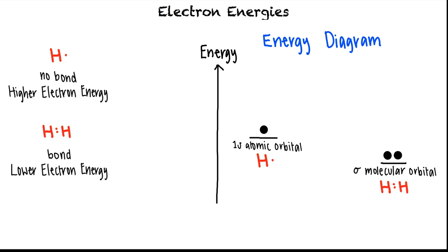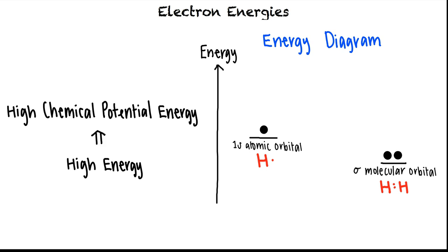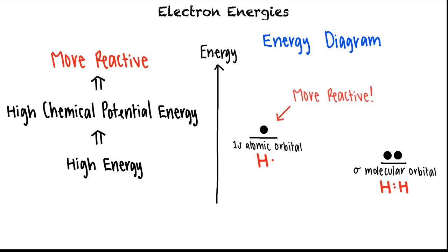So then which of the two is more reactive? If an electron is high in energy, this typically means it has high chemical potential energy, and as a result is more reactive. If an electron has the ability to participate in bonding, or form a stronger bond than the one it's in, it will do so in order to lower its energy. Since the lone electron is not yet in a bond and is higher in energy than the bonded electrons, it is more chemically reactive. I think that makes sense.